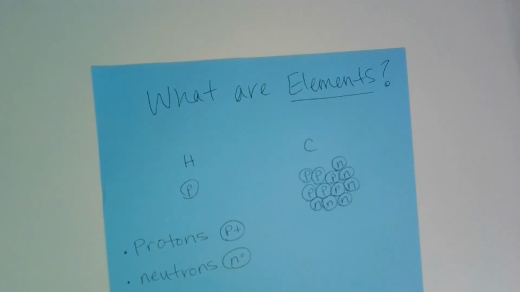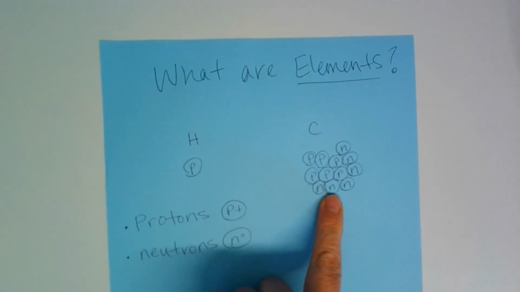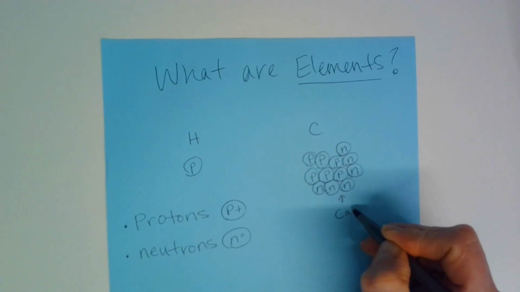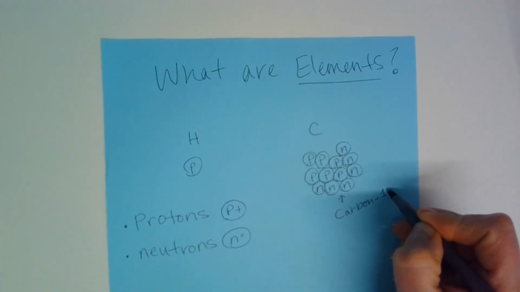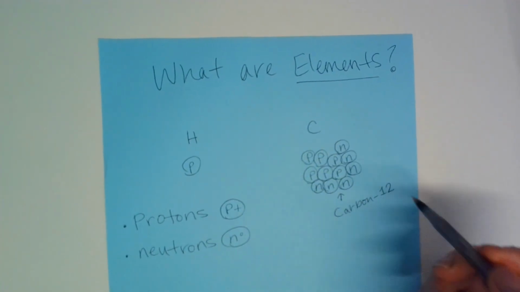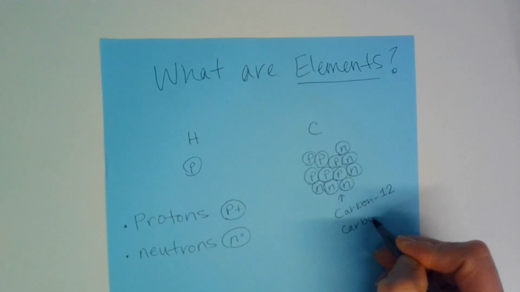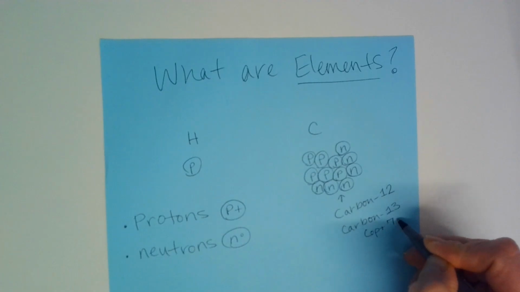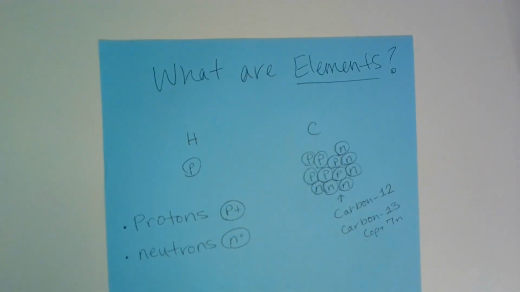Isotopes are what happens when we have different numbers of neutrons. So right here we have 6 neutrons with these 6 protons. We call that carbon 12. If we were to add another neutron, we would have carbon 13, so it would have 6 protons plus 7 neutrons. That is how we get isotopes. Isotopes are what we use to determine the age of rocks, and we will talk about that more in depth in the geologic time scale chapter.